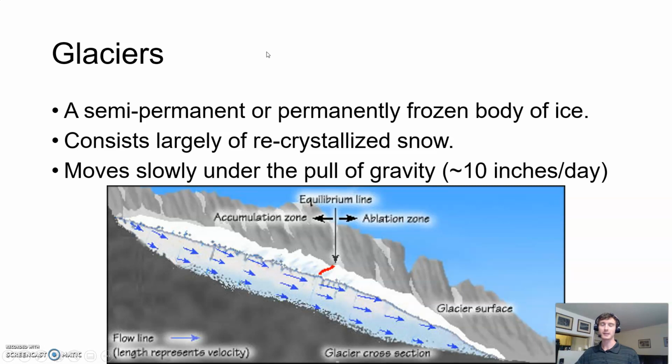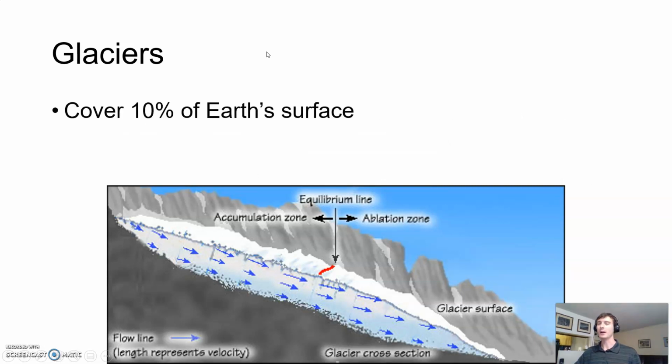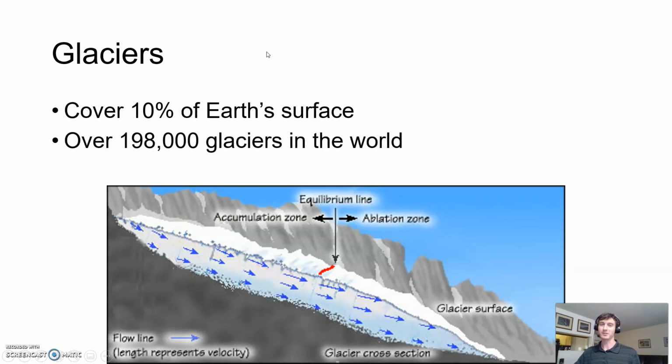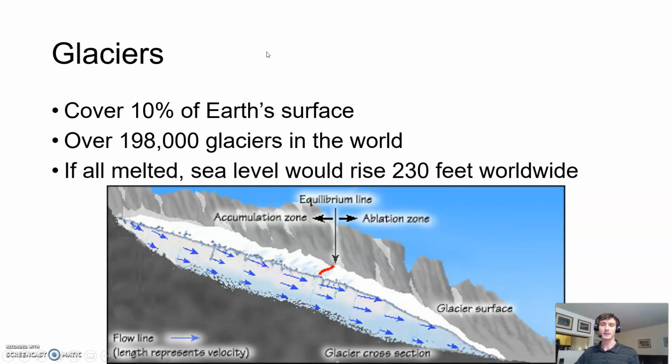Around 10 inches a day. For reference, tectonic plates move at about centimeters per year. So compared to that, it's actually really quick, geologically speaking. These cover about 10% of the Earth's surface, which is really a lot of area, even though 10% sounds small. We have about 200,000 glaciers worldwide, and if these all melted, you would get a 230 feet rise in sea level. So this is a considerable amount of Earth's water, which is locked up inside of these.